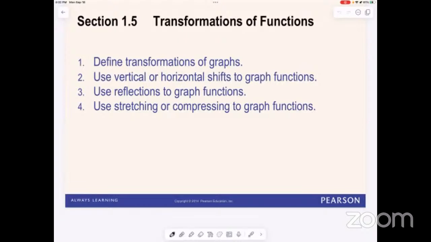Okay, so as usual, if you have questions, feel free to unmute yourself to get my attention or type in the chat. I do monitor the chat.